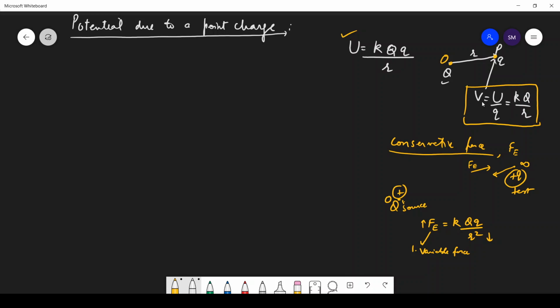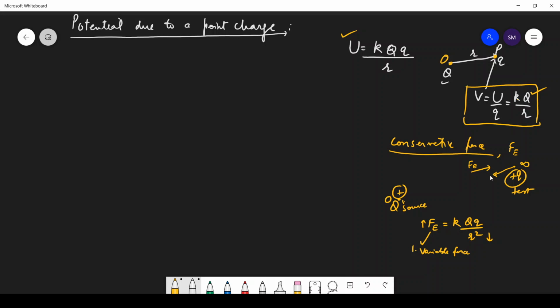So this V is representative of the source charge only. So potential at P due to Q is KQ by R. This is the formula that we are going to derive. And we are studying about conservative force here. Electric force is a conservative force.